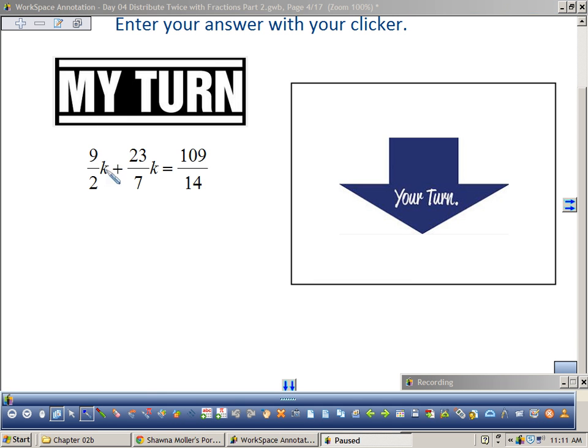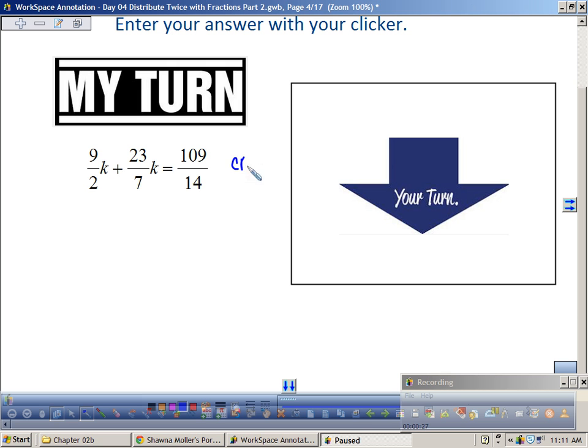All right, so I have a 2 in the denominator, a 7 in the denominator, and a 14 in the denominator. What would be my common denominator? Yes, 14, right? So I'm going to multiply everybody by 14. That's called clearing the denominator. So I'm going to multiply this side by 14 and this side by 14.